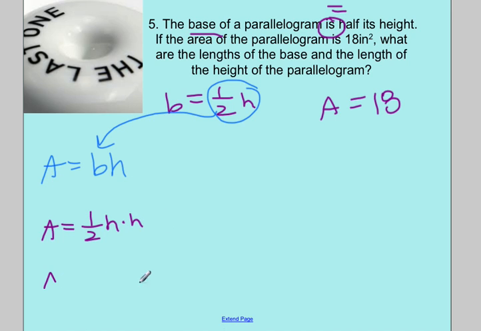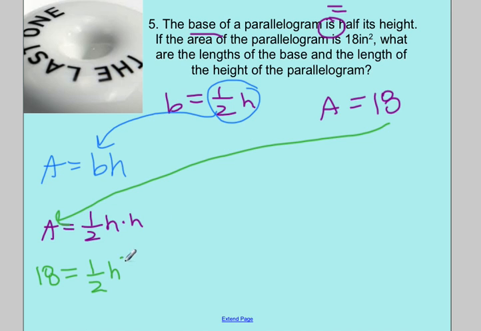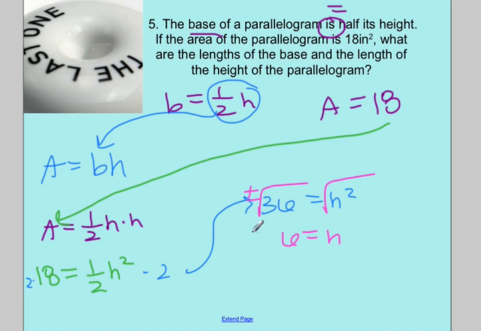Okay? Well, I'm going to mark in what my area is. My area is 18. So 18 is equal to 1/2 H times H, which is H squared. Now, I can solve this using the square root property because there's no H by itself. So first thing I'm going to do is multiply by 2 on both sides. 18 times 2 is 36, so I have 36 is equal to H squared. Then I would take the square root. The square root of 36 is 6, so positive or negative 6. The biggest thing here is we're talking about height, so can you have a negative 6? No. So the height is equal to 6.